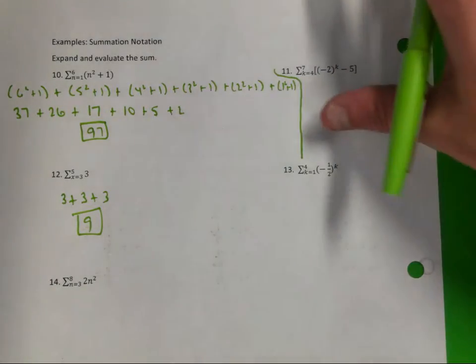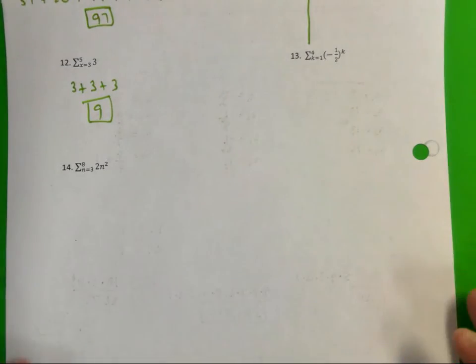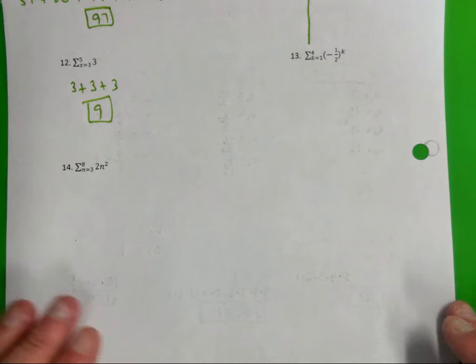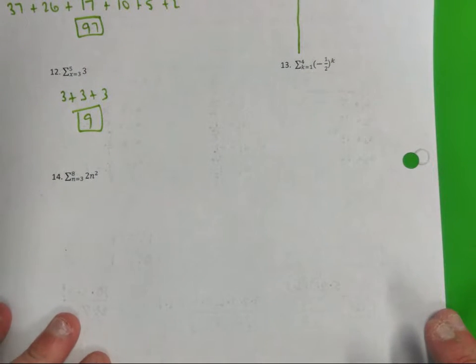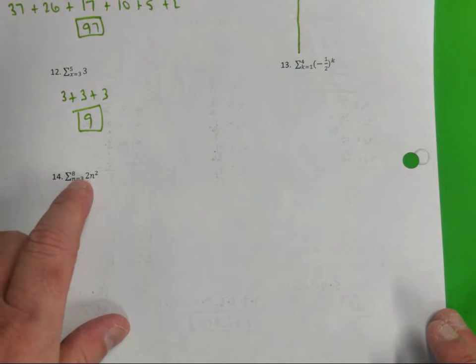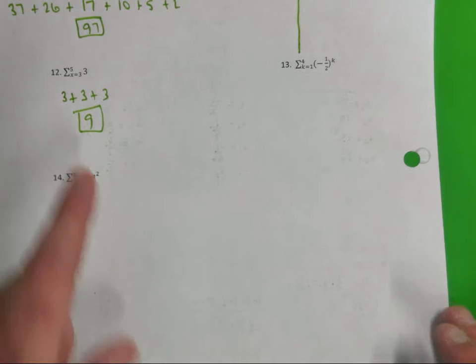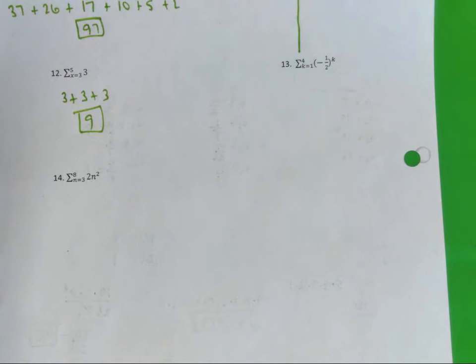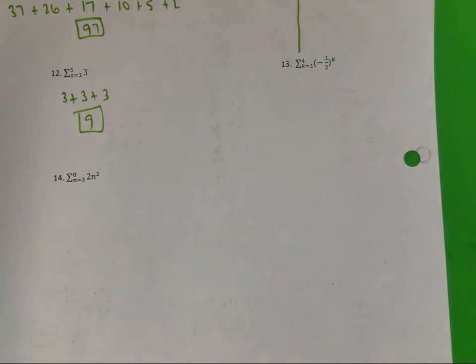Let's look at 14. I want to go from what number? 3 to what? 3 to 8. You see, Mr. Fisher, if I went from 8 to 3, it doesn't matter. You're going to get the same thing in the end, okay? Okay. So I'm plugging 8.